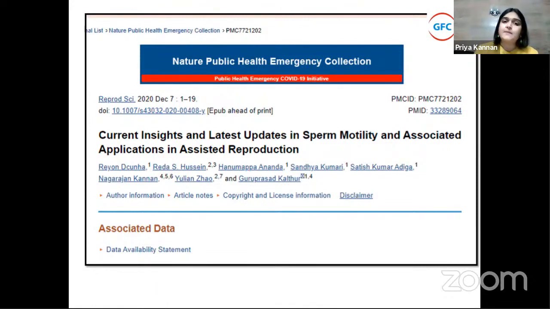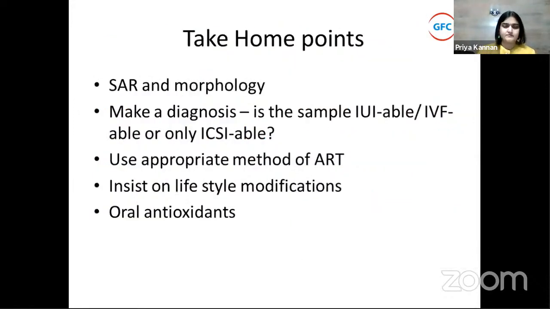Another paper that I also suggest people read has been published by our own group in SRMC by Dr. Sanjeeva Reddy's group on sperm DNA fragmentation and its importance in assisted reproductive techniques.